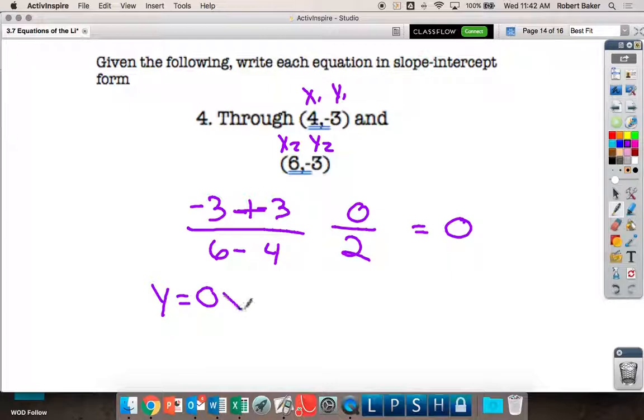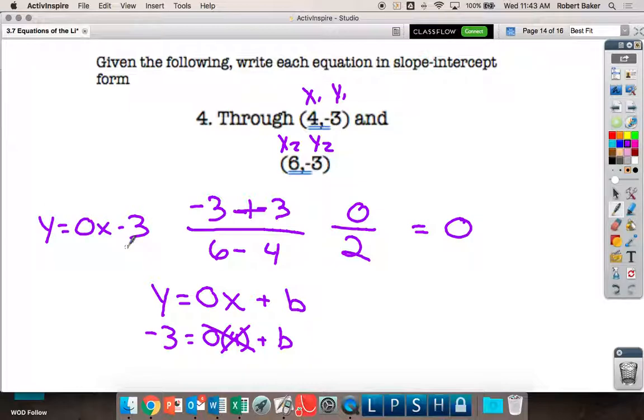Y equals 0x plus b, because you don't know what the y-intercept is. Plug a number in. Negative 3 equals 0 times 4 plus b. What is b? Negative 3. Do you write y equals 0x minus 3? No, you just write y equals negative 3. So it's a horizontal line, with 0 slope.